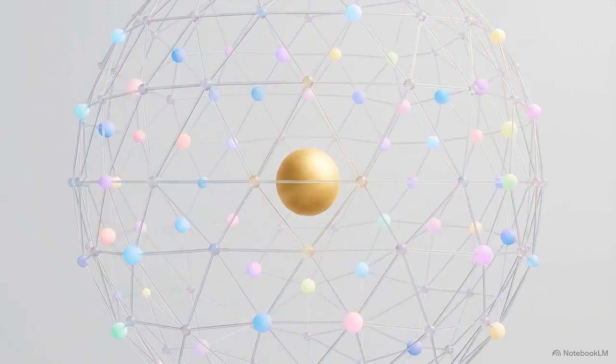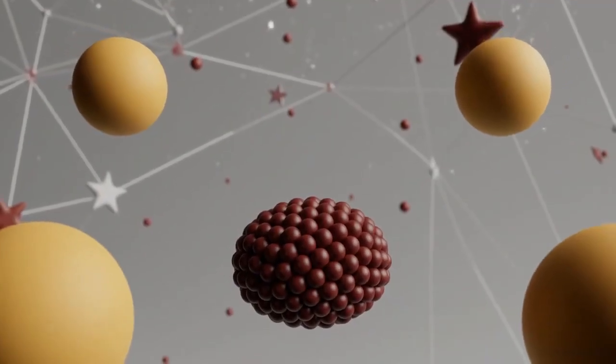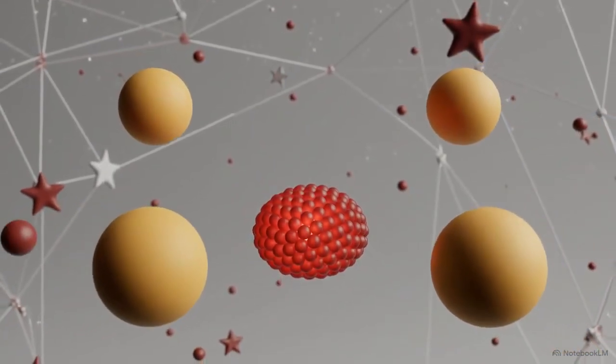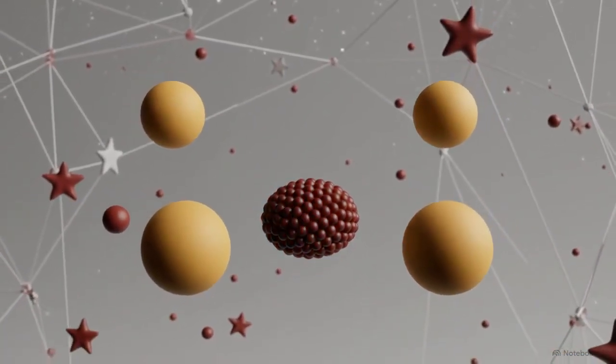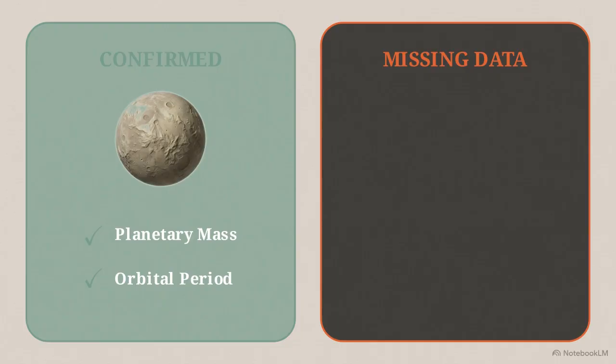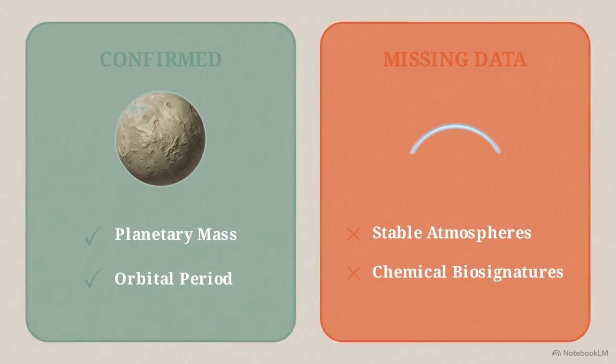The 15 light-year neighborhood serves as the ultimate calibration volume for modern astrophysics. The demographics here are an exact reflection of the galactic initial mass function. Low-mass M-dwarfs will always dominate the population by sheer number. These 2 bounding boxes illustrate the strict boundary of our current knowledge. We have successfully confirmed the physics of detection. We know these planets exist, their mass and orbits. What we lack entirely is data confirming they possess stable atmospheres or chemical biosignatures.